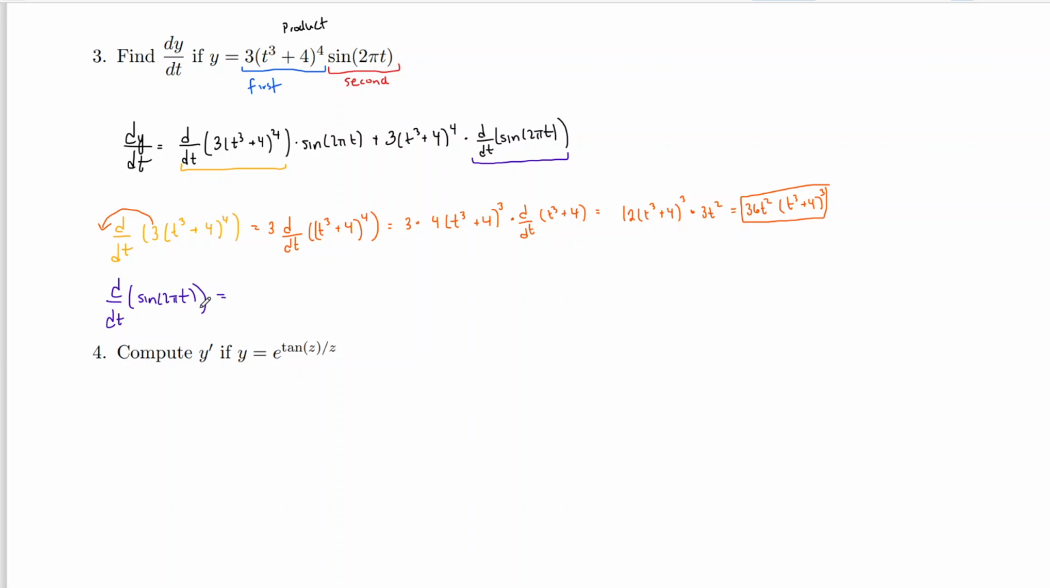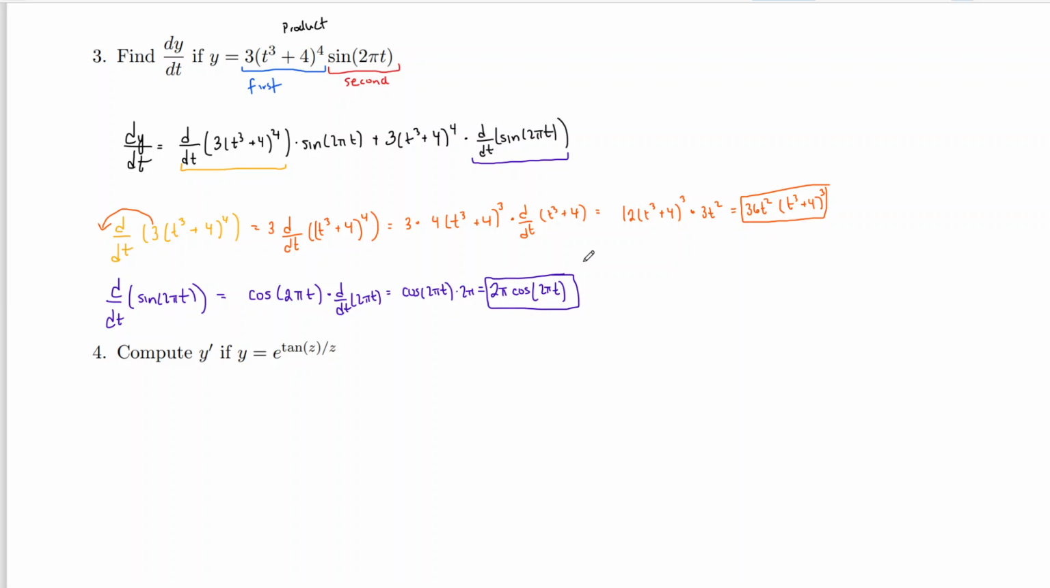Well, the outside function is sine. What's the derivative of sine? It's cosine. We leave the inside the same, 2 pi t. And then we multiply by the derivative of the inside, the derivative of 2 pi t. And the derivative of 2 pi t is just 2 pi. So this is cosine of 2 pi t times 2 pi. And if you want, you can rearrange it and put the 2 pi in front. We got 2 pi cosine of 2 pi t.